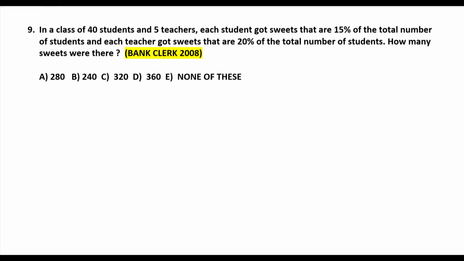Ninth question is, in a class of 40 students and 5 teachers, each student got sweets that are 15% of the total number of students, and each teacher got sweets that are 20% of the total number of students. How many sweets were there is what the question is asking us to find. This question was given in bank clerk exam 2008. So let's solve.